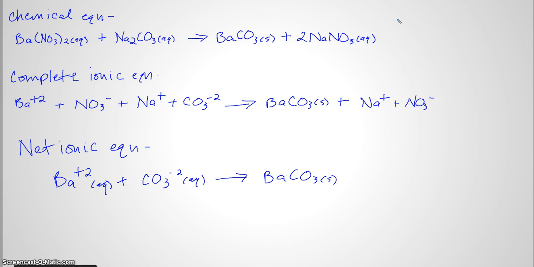So those are the three different types of equations that we're going to see. The chemical equation, the complete ionic, which is kind of an in-between step, and then the net ionic, which shows the whole chemical reaction. So you might be asked for one of the three. Usually it's either the chemical equation or the net ionic equation, which you use the complete ionic equation to get to.